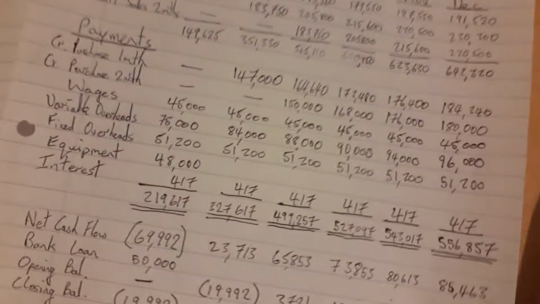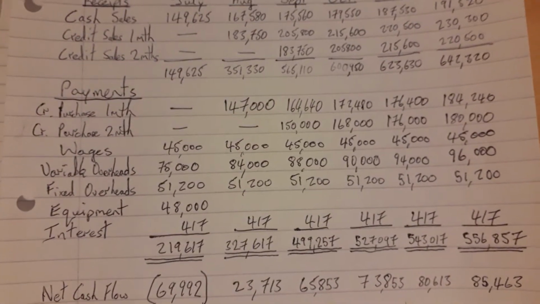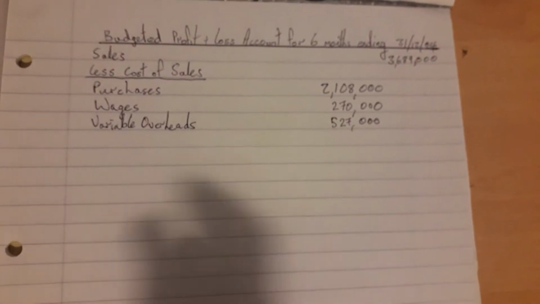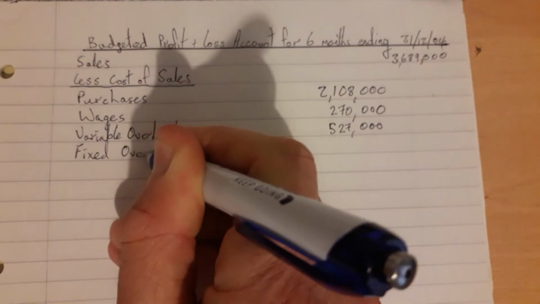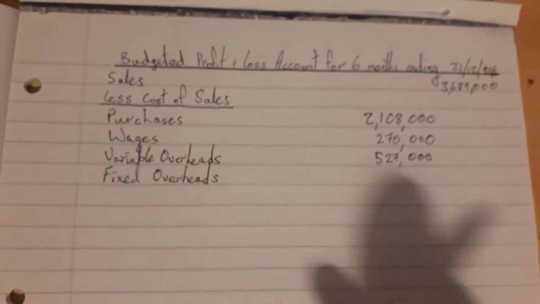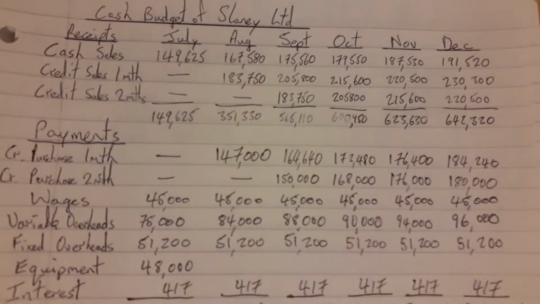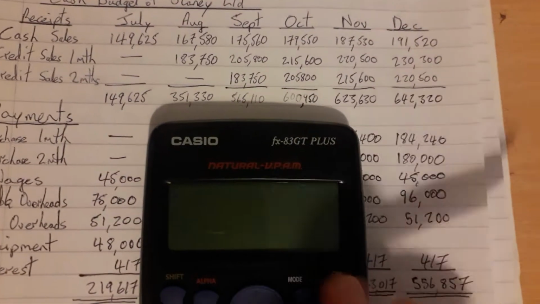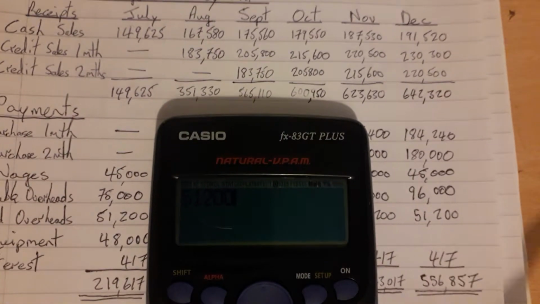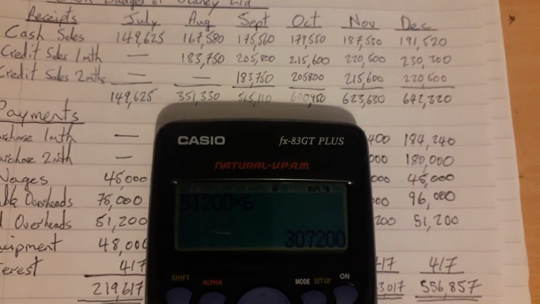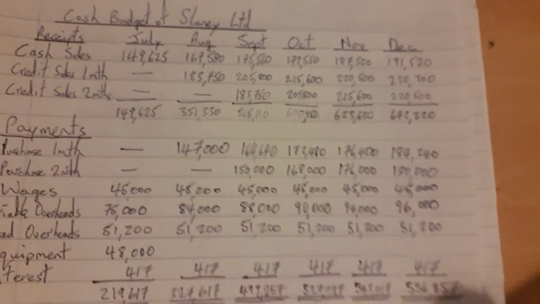So the next thing from this was our fixed overheads. And our fixed overheads were 51,200 per month for 6 months. So we can just take that figure and multiply by 6, giving us 307,200.